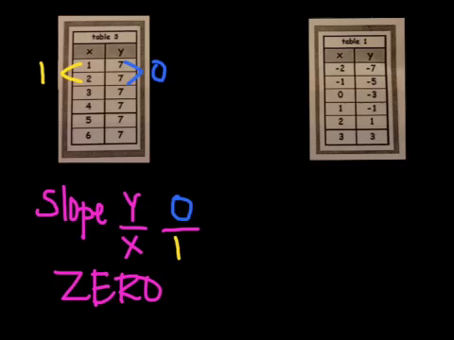undefined. So this particular graph right here, I have 0 change in my y values. That means it is going to make a horizontal line going across, which is a slope of 0.